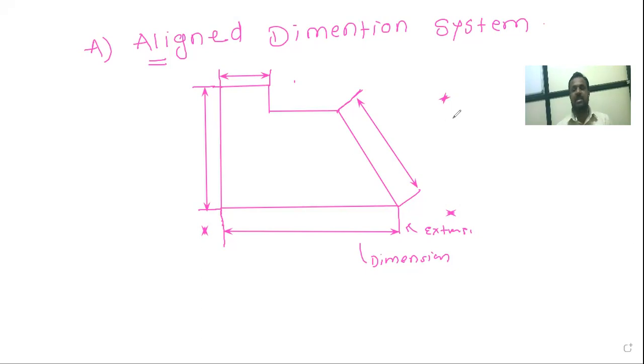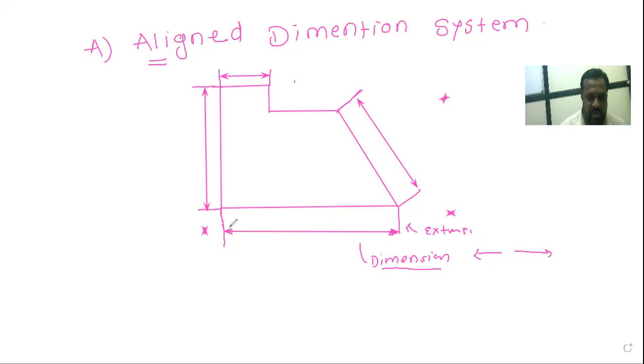If such type of dimensions are there, we can call it the aligned dimension. In that aligned dimension, we have to draw our dimension line. It should be continuous. There is no breakage of the dimension line. Our dimension line should be continuous, and at the end of this dimension line, there should be arrows.